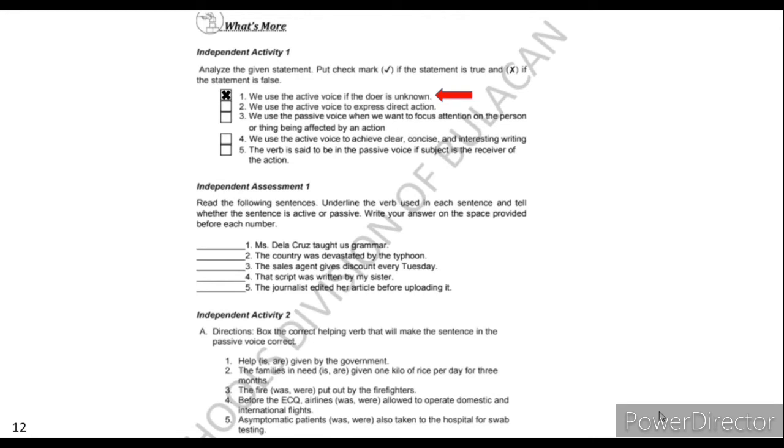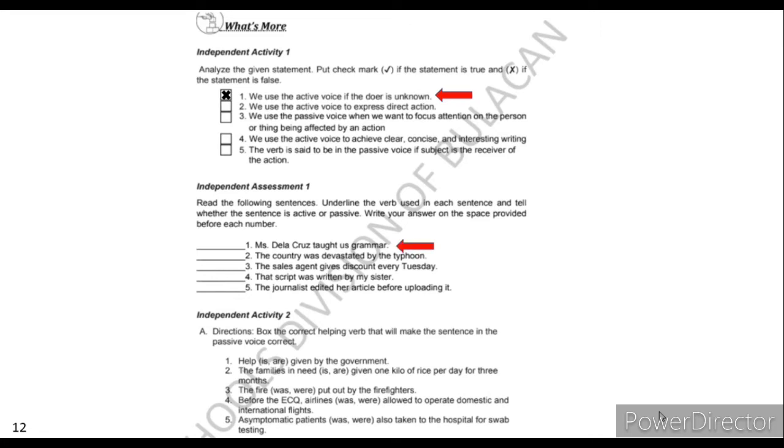Now for the next one, independent assessment 1, read the following sentences. Underline the verb used in each sentence and tell whether the sentence is active or passive. Write your answer on the space provided before each number. So, in this part, first thing you will do is to underline the verb in each sentence. Then, after you underline, you will identify if the sentence is in active or in passive voice.